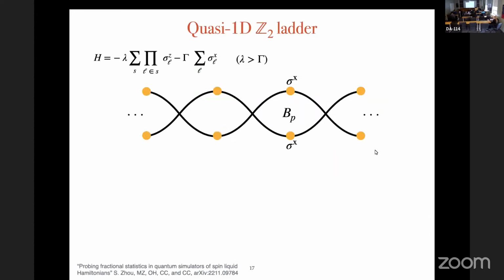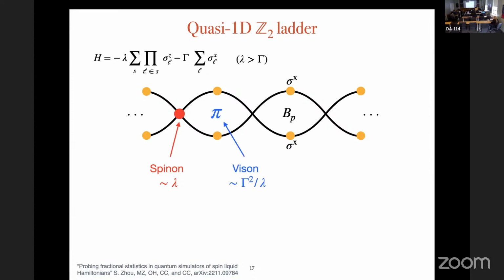To do that, we propose this quasi-1D Z2 ladder structure, where the Hamiltonian is the usual Z2 lattice gauge theory, but the two adjacent stars now share 2 spins to form this quasi-1D ladder structure. This model is known to have 2 excitations, spinon and vison. The spinon lives on the star. It is basically the energy violation of the star operator. The energy scales at lambda.